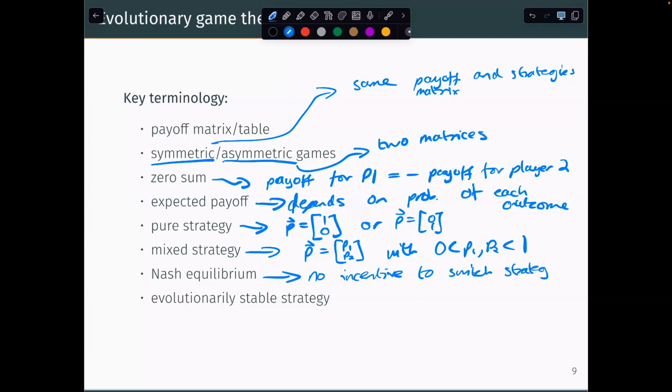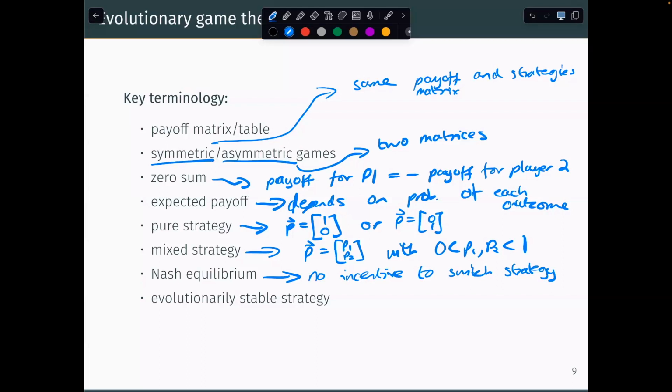You can also see this referred to as being the best response to itself. If it's a strict Nash equilibrium, then it is the unique best response to itself. If it's a weak Nash equilibrium, then it's a best response to itself. You can't increase your payoff by switching strategy, but you could switch to a different strategy and maintain the same payoff. Okay, so there's a distinction here between strict and weak Nash equilibria.